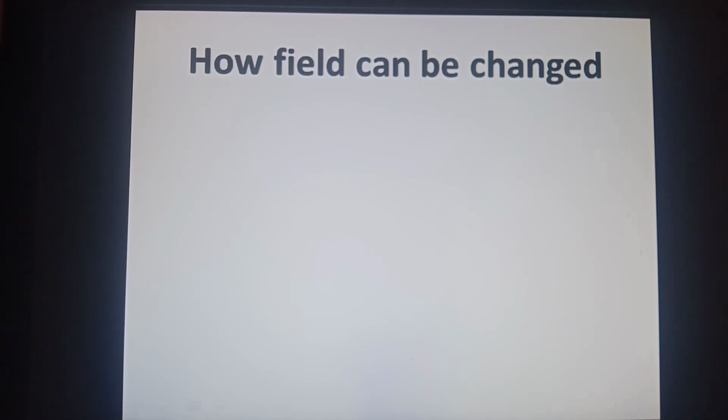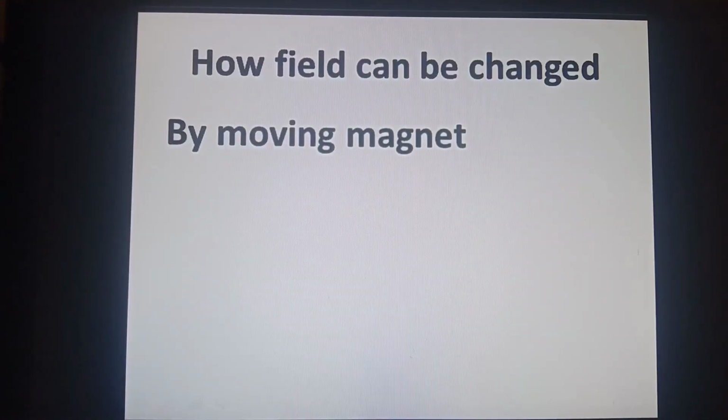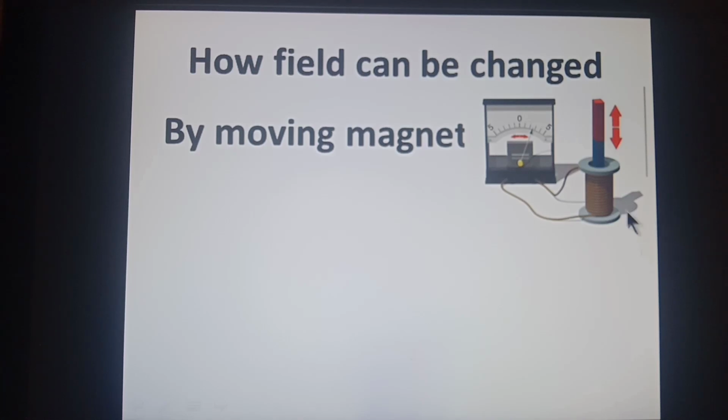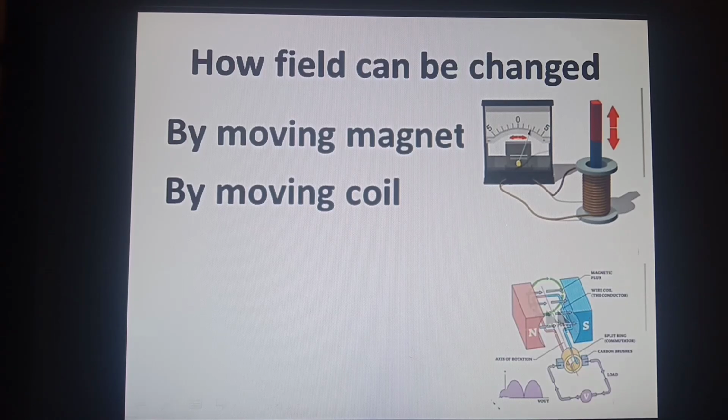There are 3 ways of changing the magnetic field through a coil. Number 1, by moving the magnet. Look at this diagram. Here again an ammeter is connected with a coil, and if a bar magnet is moved towards or away from the coil, the magnetic field changes, and the changing magnetic field produces current in the coil. The second way by which we can change the magnetic field is by moving the coil, keeping the magnet at rest. Look at this diagram.